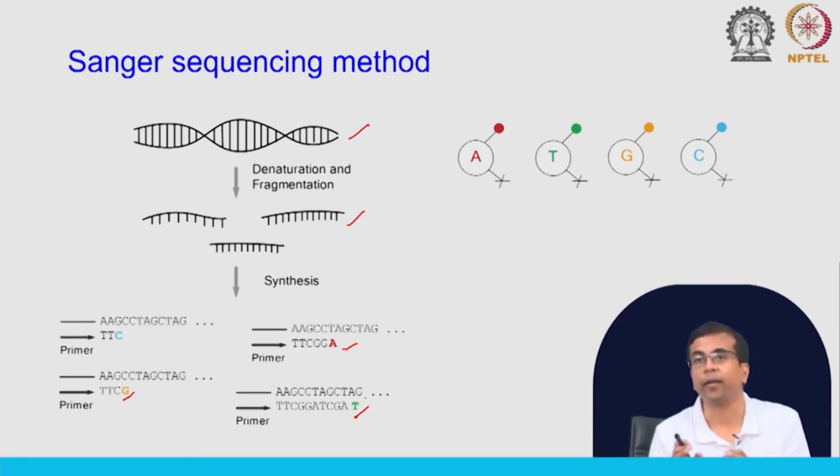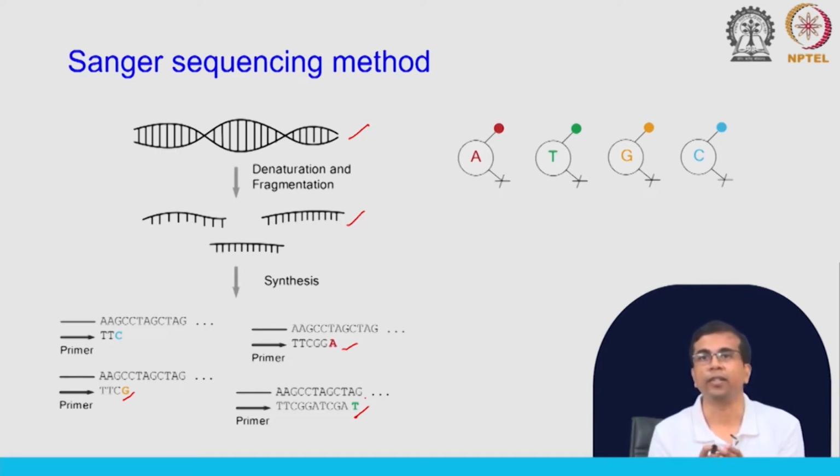Now, this is again by chance. In some cases we will get these ddNTPs, but most of the time we will get normal dNTPs. So this is where the ratio of dNTP and ddNTP plays a very important role, and this has been optimized through trial and error. Now, the moment this stops, we can take these different fragments, separate them out and read the signal.